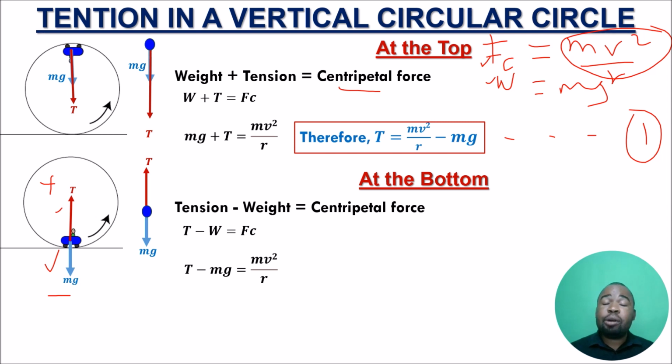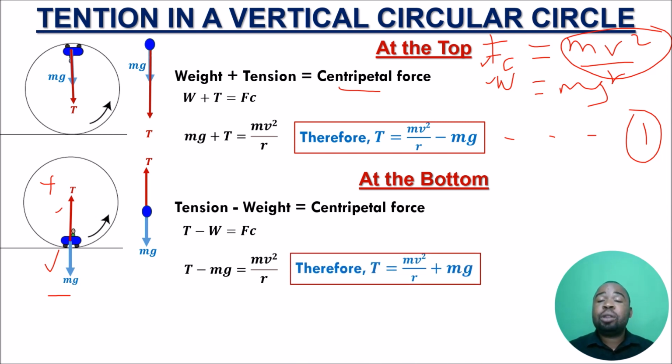Let's make T the subject of the formula. We will come up with the expression which says mv squared over r plus mg is equal to T. Now this is going to be our equation number 2. Comparing these equations, the first equation has a minus. The second equation has a plus.